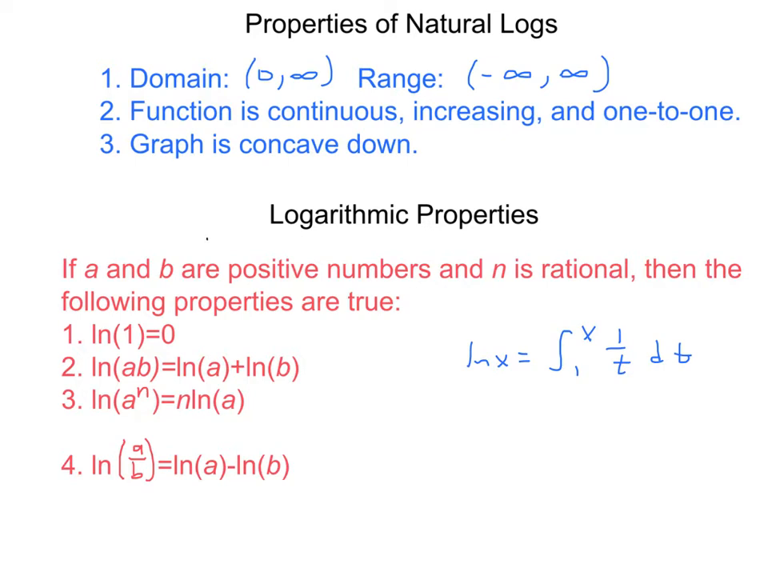Also, the second one is the natural log of a times b is going to be the natural log of a plus the natural log of b. Remember how we break that up? Property 3 is the idea that this exponent can be brought out in front. And then, kind of the opposite of property 2, the natural log of a over b equals the natural log of a minus the natural log of b.